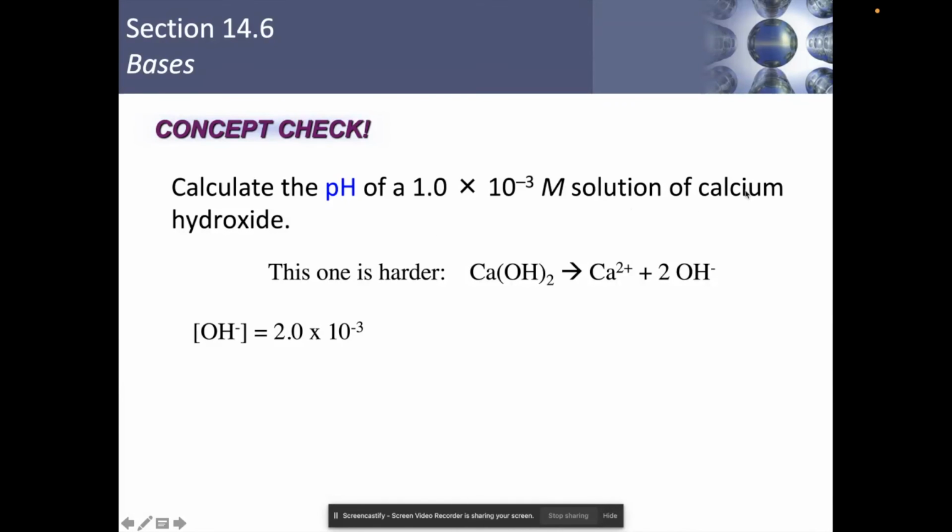So keep in mind, calcium hydroxide, all of your heavy alkaline earth hydroxides have double the amount of hydroxide because they dissociate into 2 hydroxides. So the pOH would be the negative log of 2 times 10 to the negative 3. That gives me 2.7. That means the pH is 14 minus that amount, 11.3. Again, if you were not to have done this step, you would get 11, which would be incorrect.